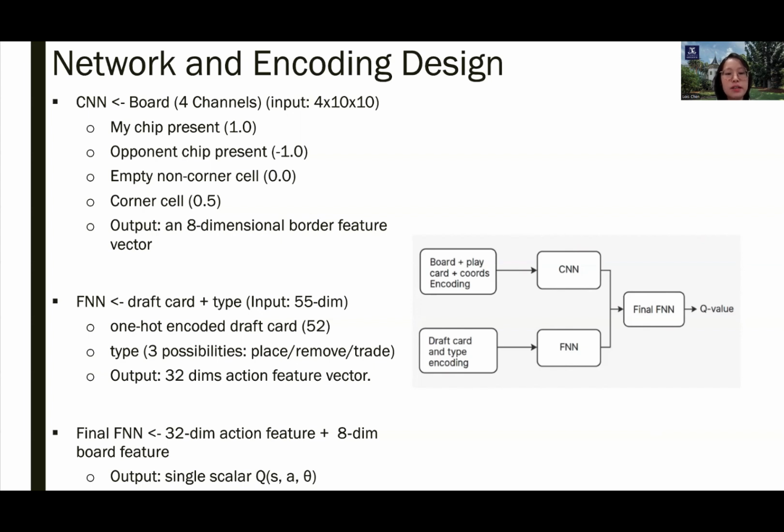Eventually we flatten to an 8-dimensional board feature. That's all for the CNN. The second one is the FNN. Each action is described by play card, draft card, type, and coordinates. We one-hot encode the draft card and type. This yields a 55-dimensional one-hot vector. This FNN would provide a 32-dimensional action feature vector.